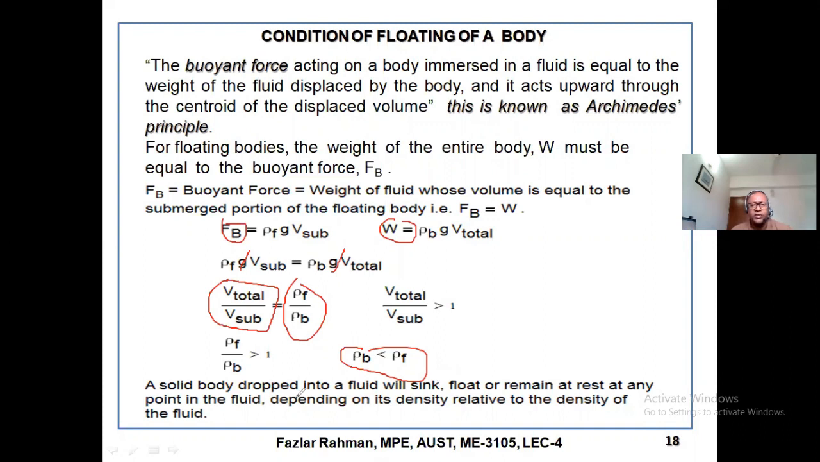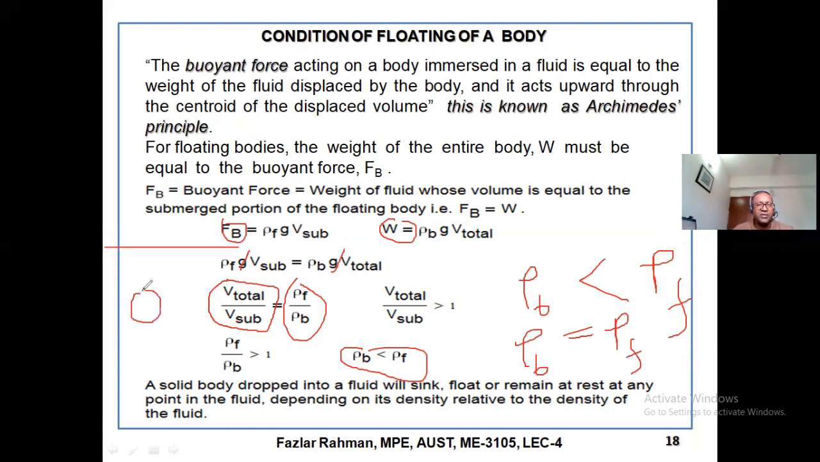So a solid body dropped into a fluid will sink, float, or remain at rest at any point in the fluid, depending on its density relative to the density of the fluid. That means if the density of the body is less than the density of the fluid, then it remains in floating condition. If the density of the body is equal to the density of the fluid, in that case, you keep it right over here, and it will stay here. It will not move upward or downward. Okay. And if the density of the body is higher than the density of the fluid, then the ball will go to the bottom of the river.